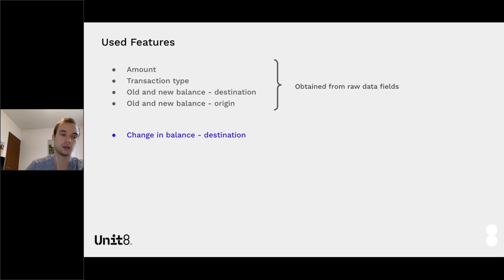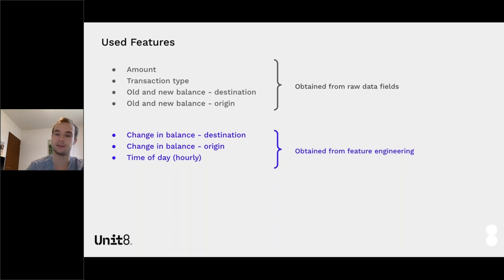Now let's look into the features that we obtained by feature engineering, which is super simple and straightforward. We just computed the change in balances for both the destination and the origin. We did that because we noticed that they don't always correspond to the amount field, so they do actually provide some additional information. Then the time of day, we just compute this by taking the modulo 24 of the step field. And that's basically it. That's all the features that we use.